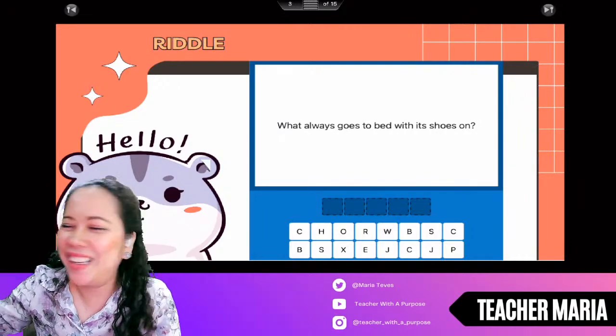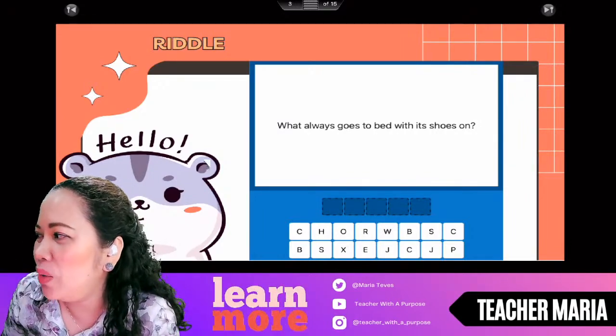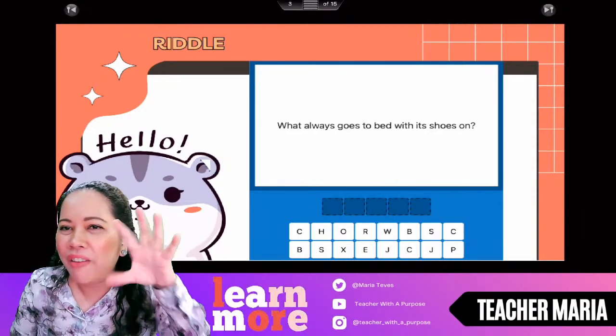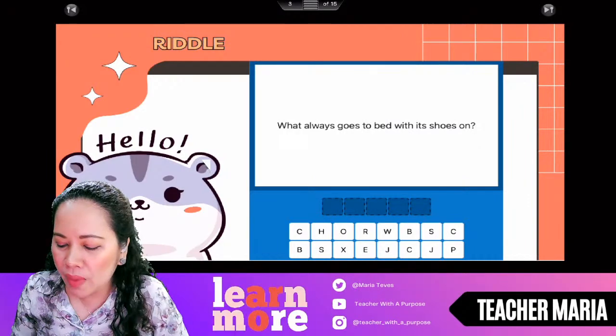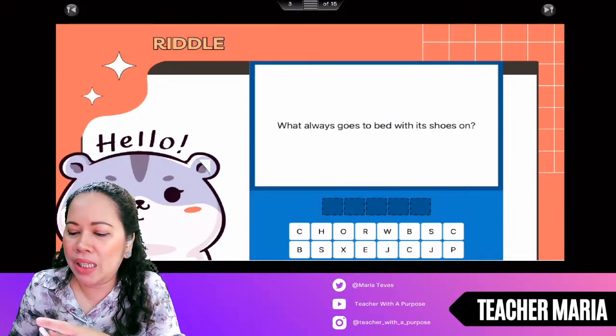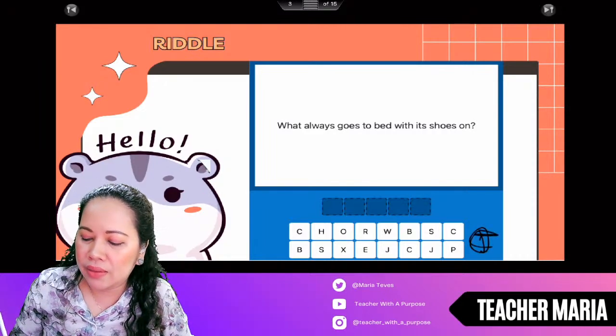Loki. Loki goes to bed with its shoes. No, that's 1, 2, 3, 4, 5. 5 letters only. And the letters that you can choose from are here. Make use of the letters down here. This one.